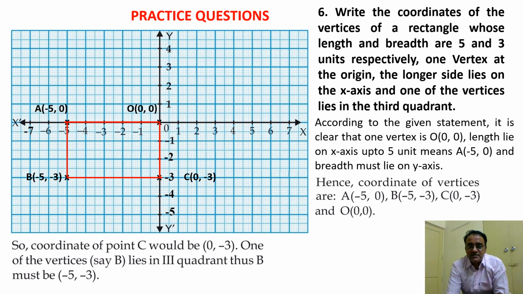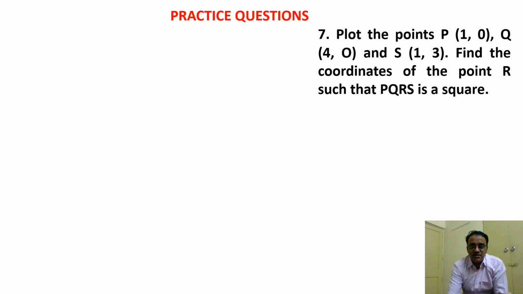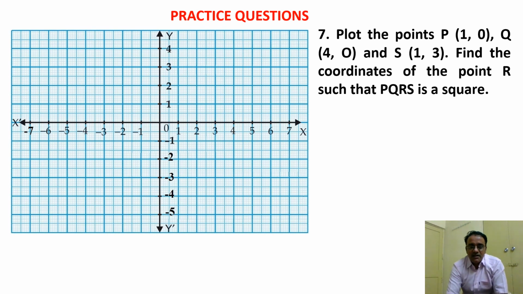So this is question number 6. Now we'll move towards next question, question number 7. Plot the points P, Q, S. Find the coordinates of the point R such that PQRS is a square. So this is also the similar question what we did in question number 5. So this is the graph, blank graph, सारे graph का scale same scale है, 1 centimeter is equals to 1 unit. So you have to write by yourself.